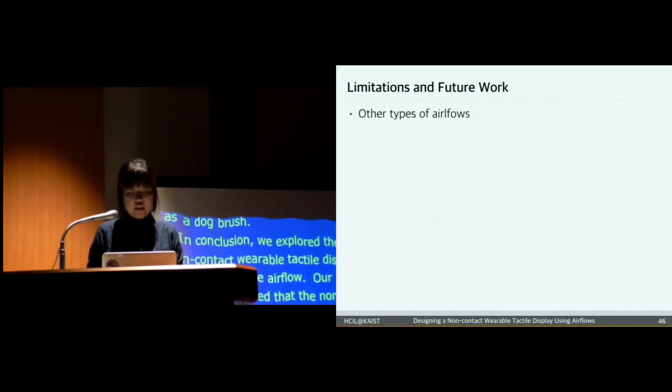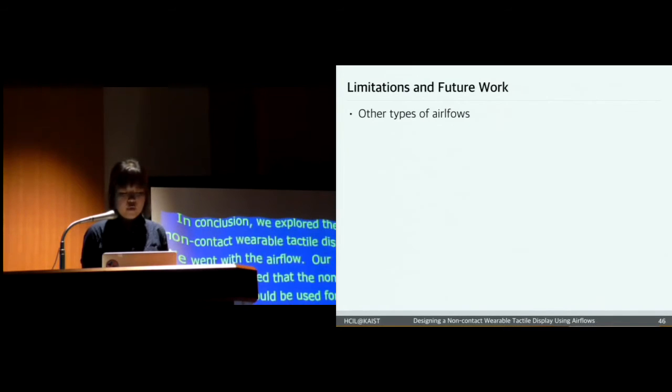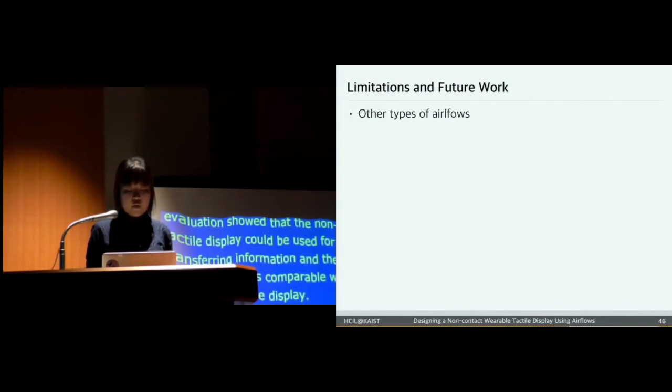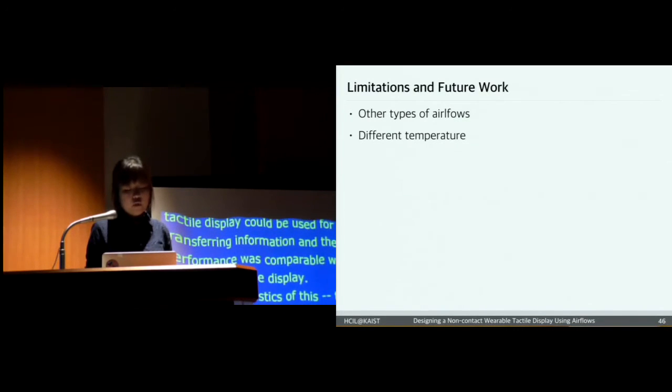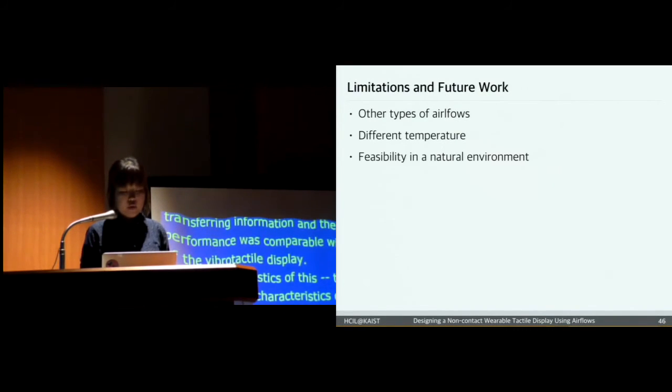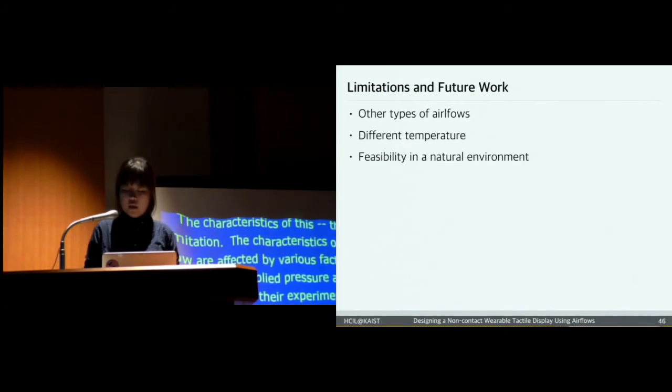Now, the limitations. The characteristics of airflow are affected by various factors, including the nozzle geometry and applied pressure, and so on. A further study with other types of airflows is needed. We conducted the experiments at room temperature. The sensation of airflow might be different at different temperatures. The results in this study are from a lab experiment. A further study for feasibility in a natural environment is needed.